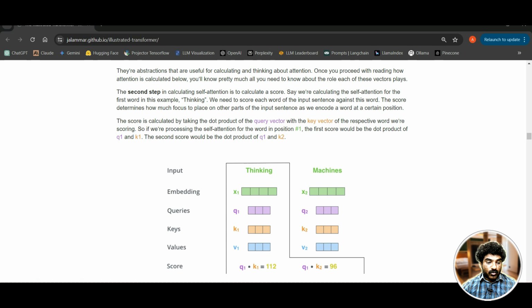This particular score plays a very important role in getting the attention for that particular word. Now, how is this score calculated? By multiplying your query vector and the key vector. So you can say q1 into k1, you are getting 112. Similarly, thinking how it is related to the machines, you say q1 into k2, you're getting some score.